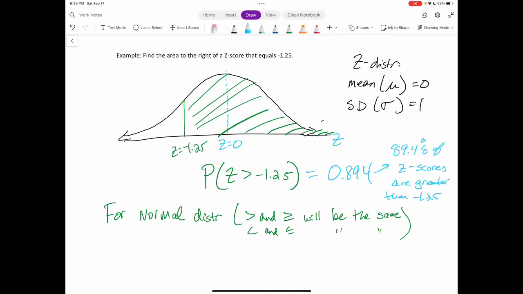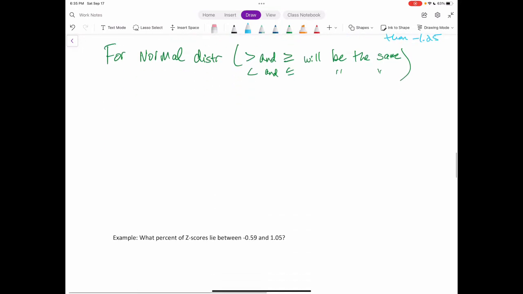All right, so all you do is you go to Statcrunch, you put in your mean and your standard deviation, and you select the correct direction that you want to go, whether it's left or right. Okay, moving on, let's see here.